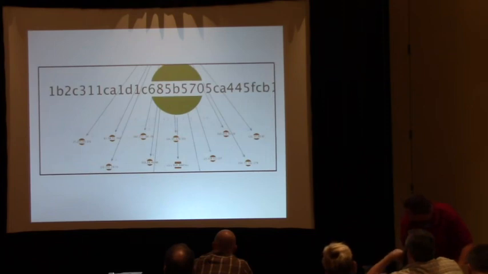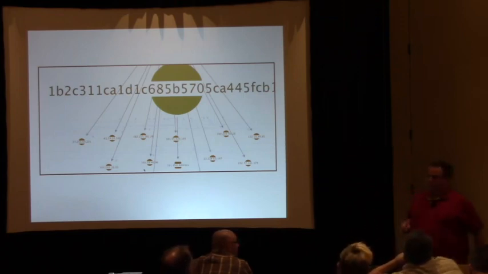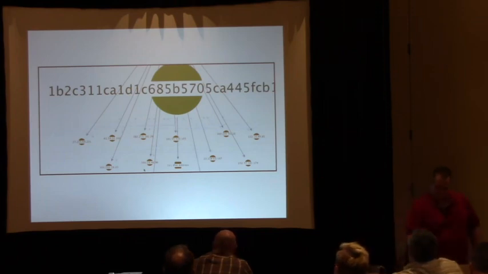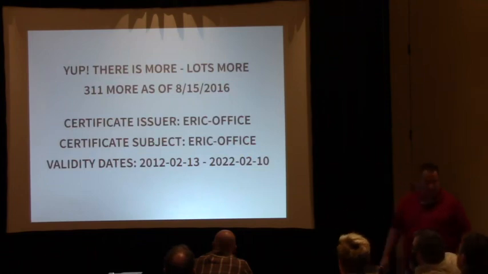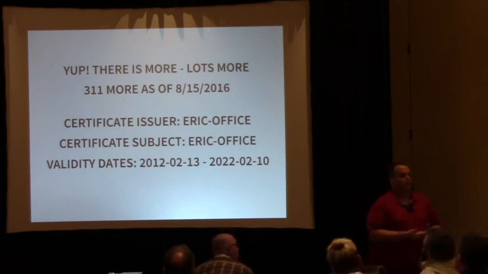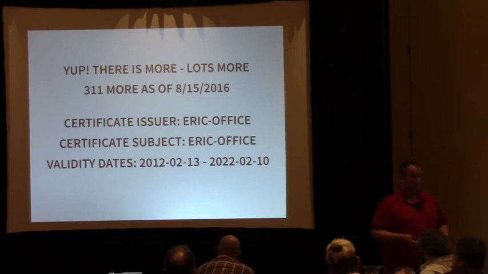Right here, you can see that's 300 different IP addresses that have been seen with the certificate on it. Actually, I think it's closer to 320 now. This was as of last week. So, yeah, there's a lot more. So yeah, as of the 15th. What's interesting about this, it is self-signed. The issuer and the subject are all the same. It's Eric's office. I don't know if this was actually from Eric's office. I have no idea.